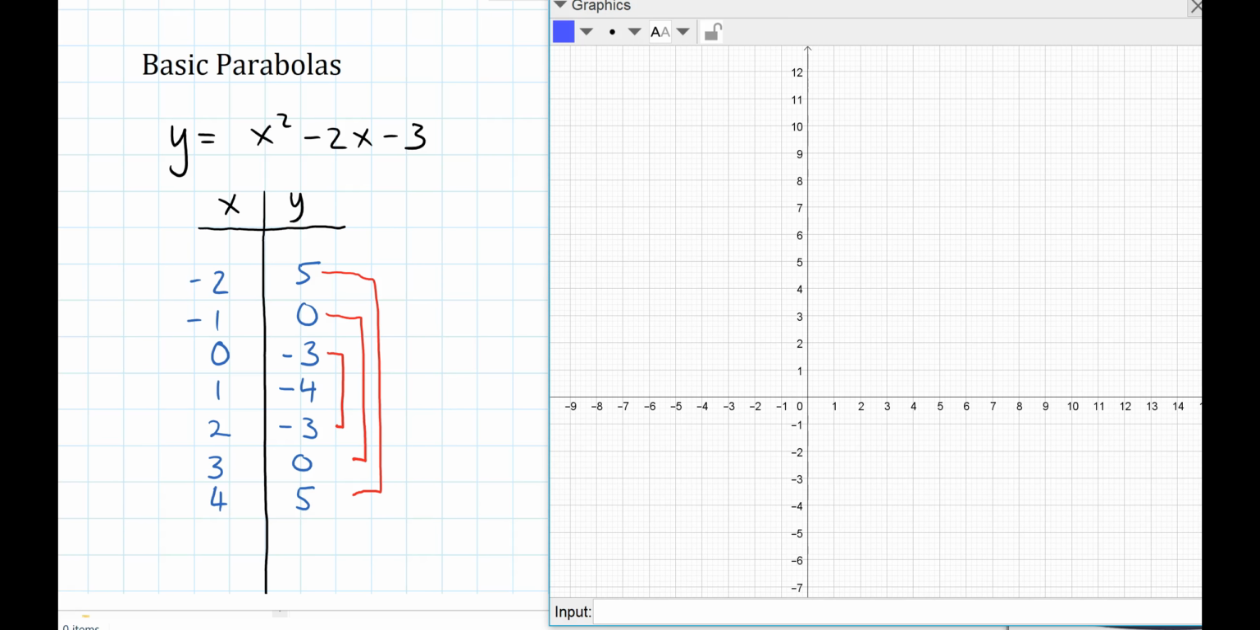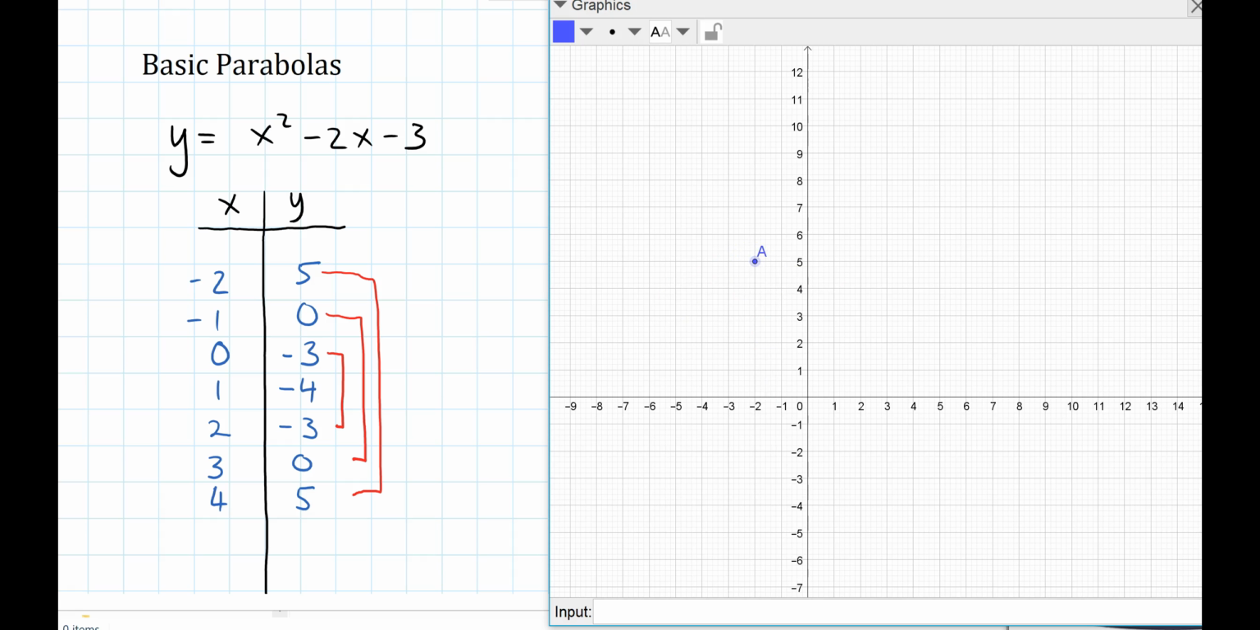So now we're going to see what this looks like when we draw it. I've got a set of axes drawn up over here, and I can now start plotting these points. So the -2 and the 5 are a coordinate pair. I can plot them. There's that point, -2 on the x-axis, 5 up on the y-axis. So there's the point -2, 5.